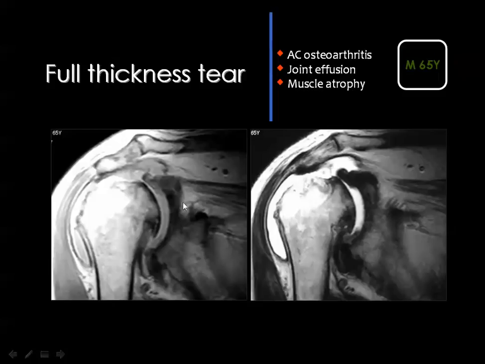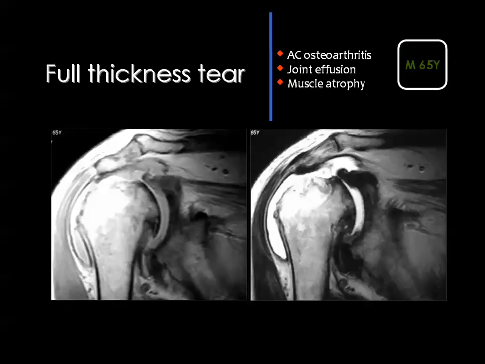And also you can appreciate the evident atrophic changes in the muscle because of the linear high signal fatty changes within the muscle denoting atrophy. Also you can appreciate the considerable amount of joint effusion.